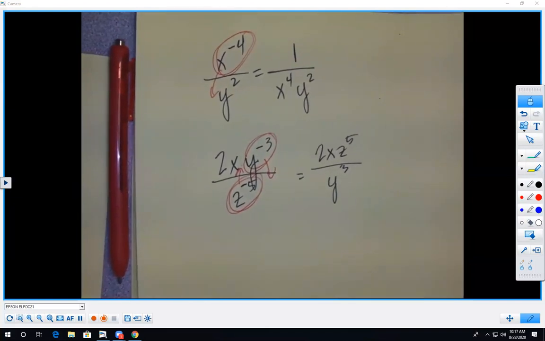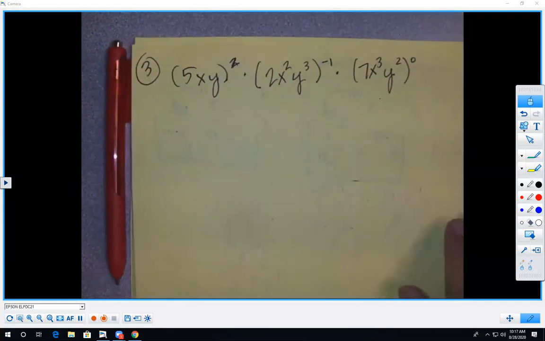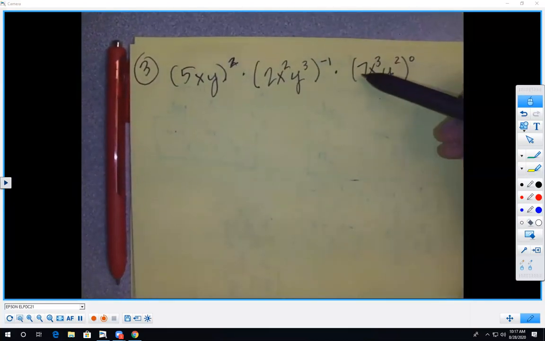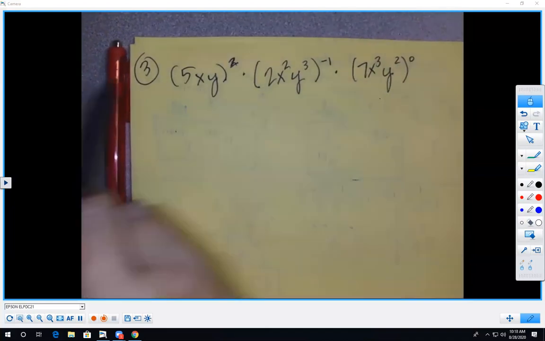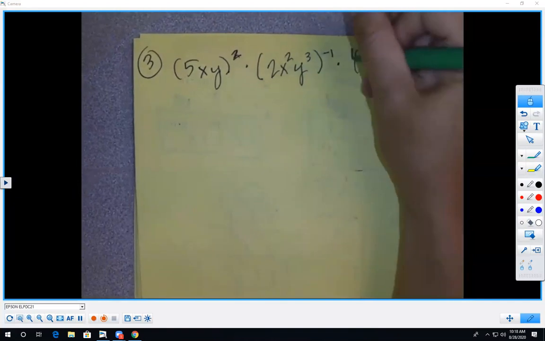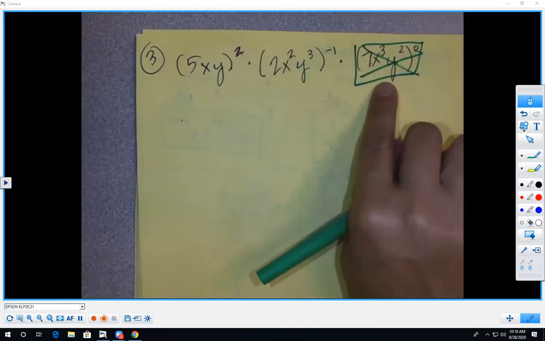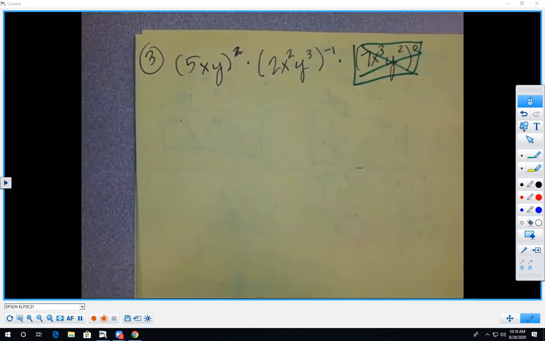Okay, so coming back to this problem, this end part right here, 7x to the 3rd, y to the 2nd, all raised to the 0 power. What happens when we raise something to the 0 power? It's gone, right? It turns into a 1. I don't actually need to write multiply by 1. So that's the nice part, that's completely gone now.